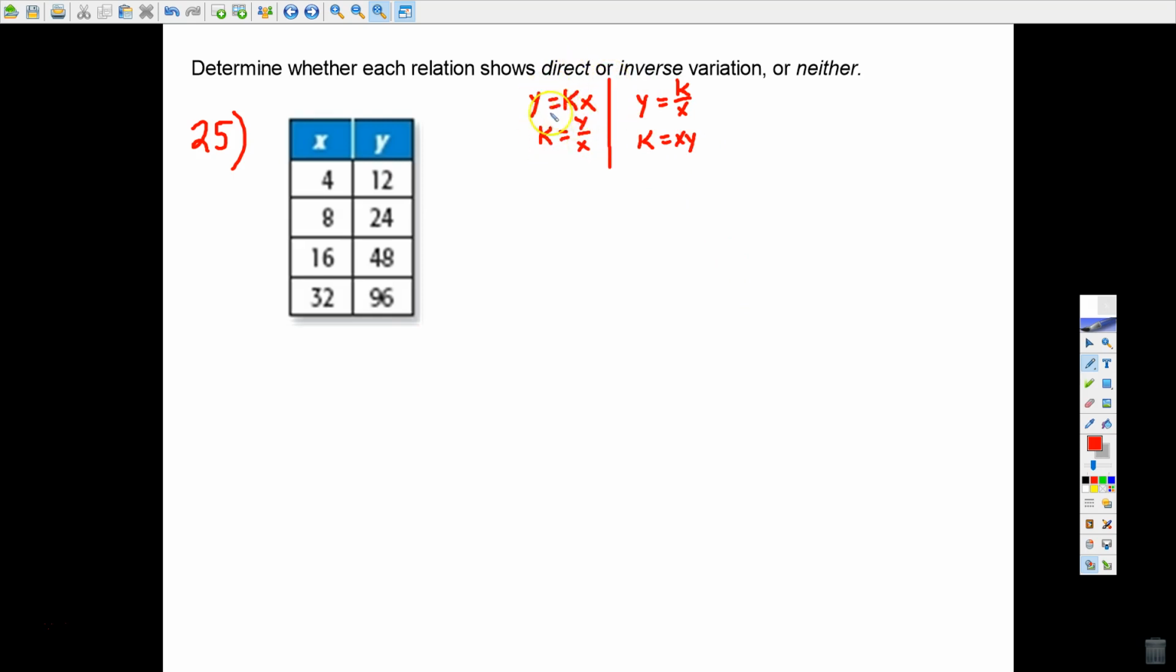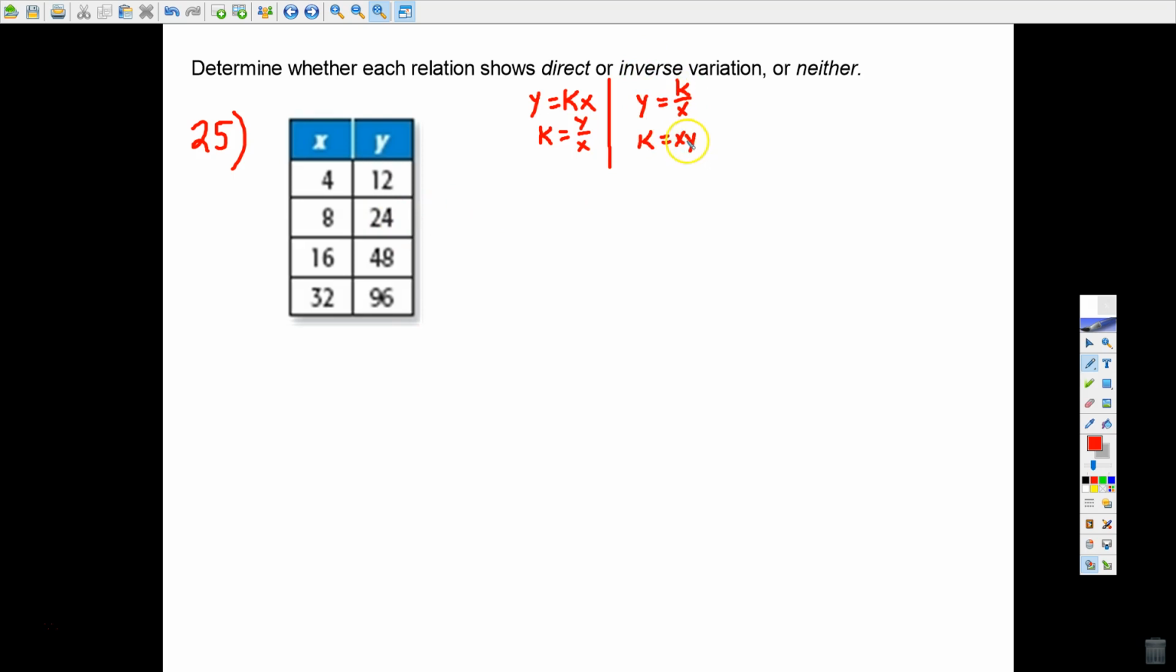Here's direct variation, here's inverse variation. If you're looking at a table, basically just ask yourself this question. How do you find k? If you do multiplication, like we'll start with inverse variation, k means you multiply x and y together. If I multiply these together, do I get the same result every time? 4 times 12 is 48. Well, 8 times 24 is not 48. So I don't have inverse variation.